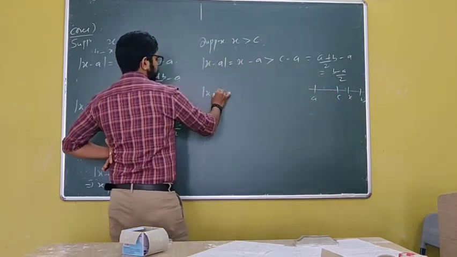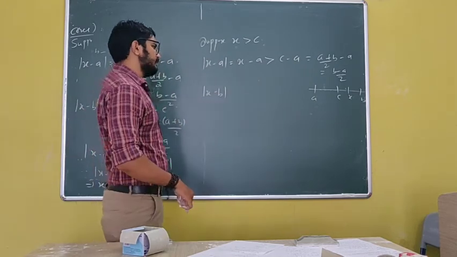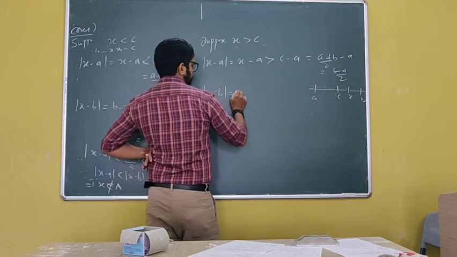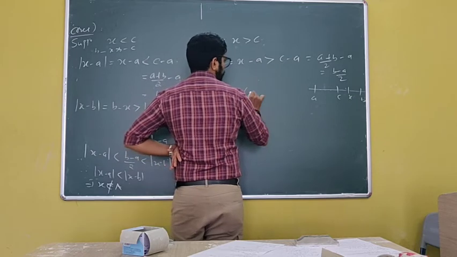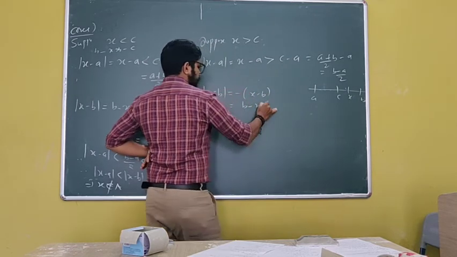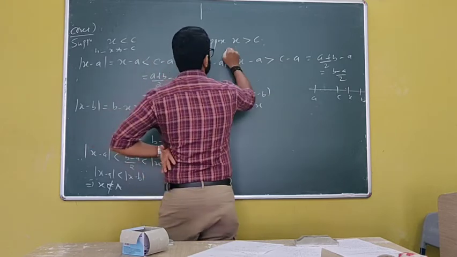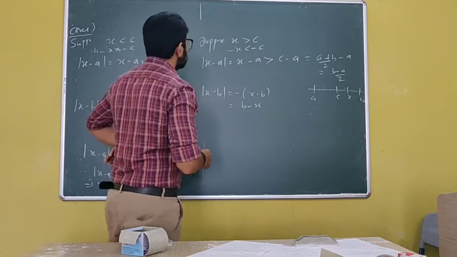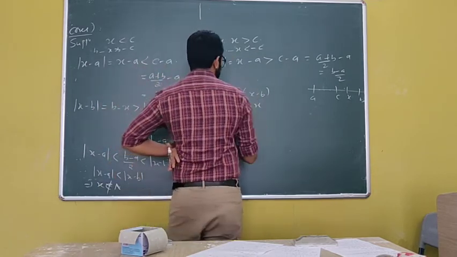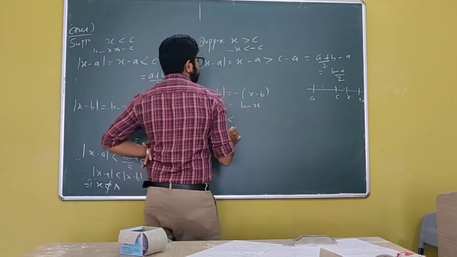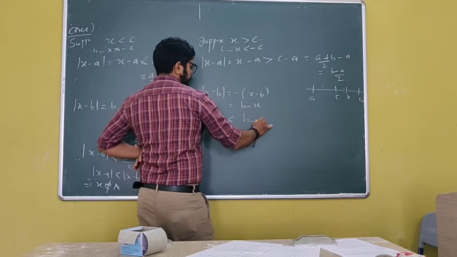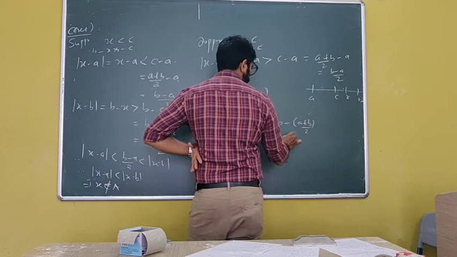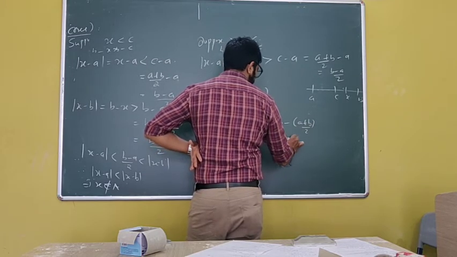And what happens to x minus b? b is less than x, right? So this is again the negative of x minus b, which is equal to b minus x, right? Multiply both sides by negative, so minus x would be less than minus c. If I add b on both sides, this would be strictly less than b minus c. But c is (a plus b) by 2, so this is equal to 2b minus a, so this will be (b minus a) by 2.